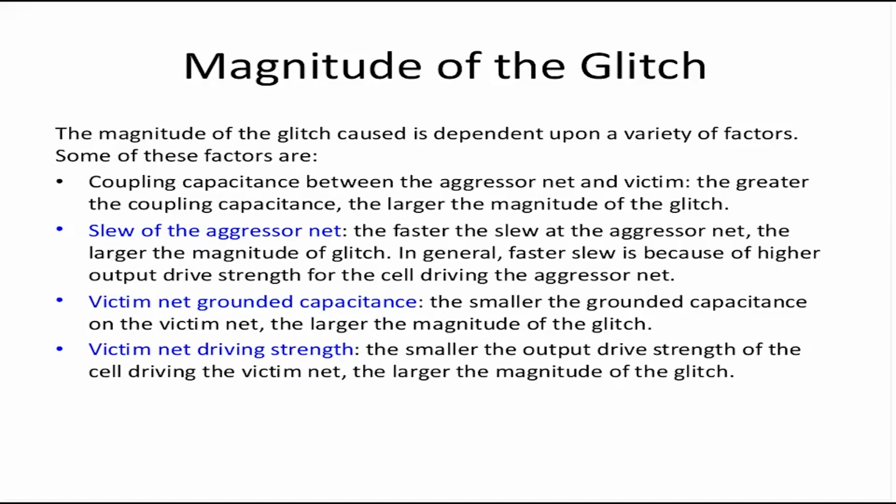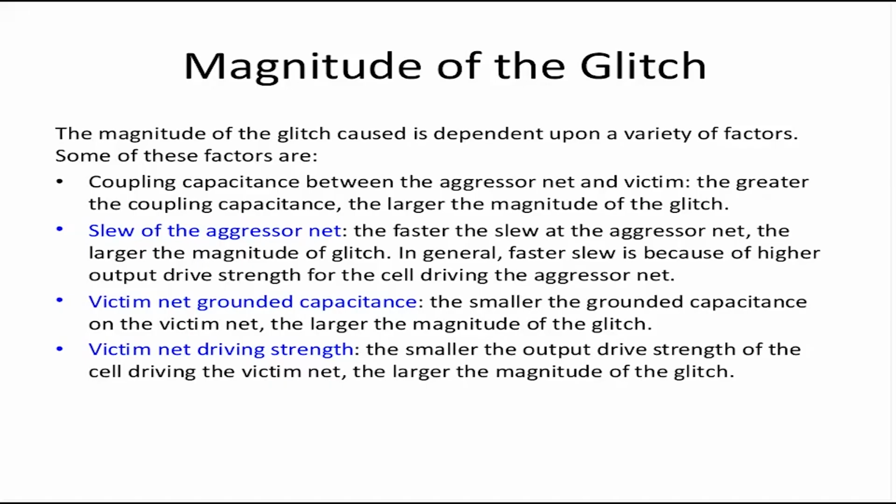The victim net grounding capacitance. The smaller the grounded capacitance of the victim net, the larger the magnitude of the glitch. So you can say that it depends on the ratio of coupling cap to the ground capacitance. If the coupling cap is much more than the ground capacitance, it will be more affected by the noise. If the ground capacitance is more, it will help in diminishing the effect of noise, right?